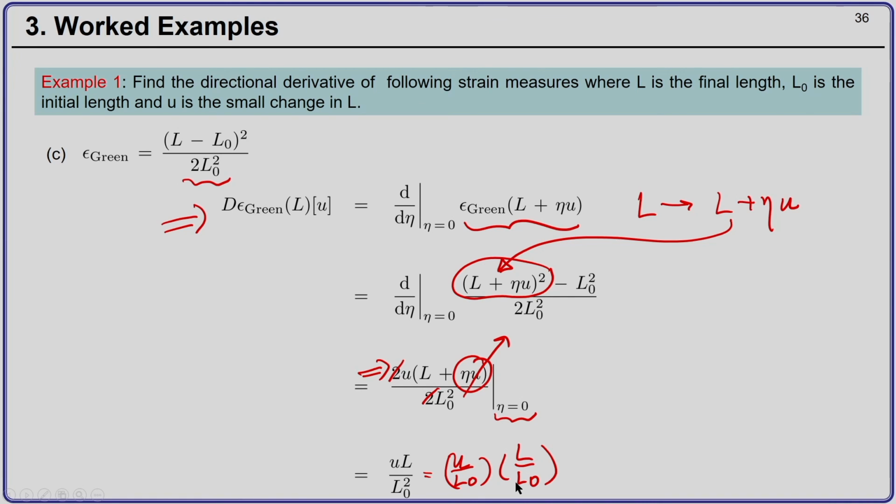So, now u by L0 you would recall was the directional derivative of engineering strain, and the second term is the ratio of the lengths. So, this u L by L0 square is the change in the value of Green strain because of a change u in the value of length L.